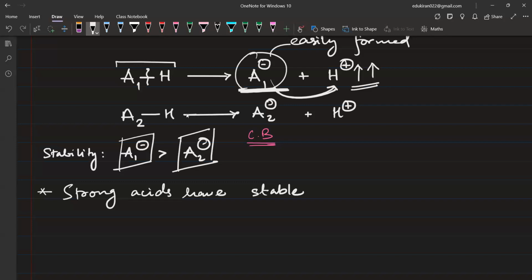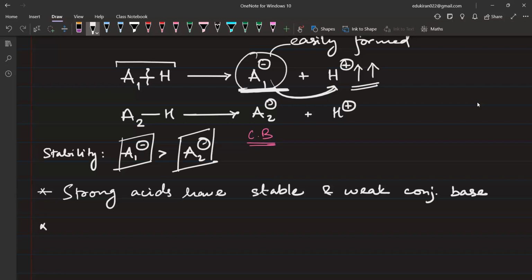The work of a base is to attack hydrogen. But since A negative is stable, it doesn't mind attacking the base. That means it doesn't mind attacking the hydrogen. That means it is a weak base. So I will say strong acids have stable and weak conjugate base. The conjugate base of a strong acid will be weak. That is why that base does not attack H plus to form acid once again.